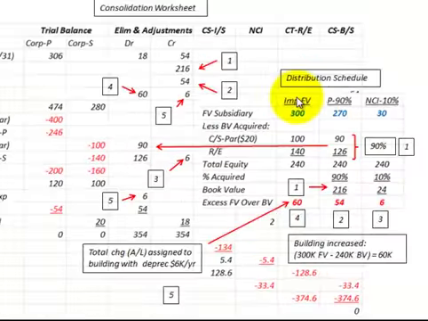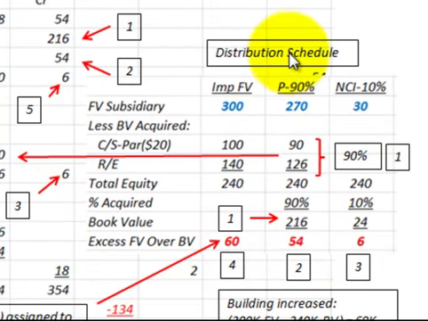All right, our other adjustments here are going to come off our distribution schedule. So for our distribution schedule, the fair value of the sub we had at $300,000. So the parent got 90% of that, or $270,000. Non-controlling interest was $30,000. Then we have to subtract out the equity for the subsidiary. So its common stock was $100,000, retained earnings $140,000, total equity was $240,000. So the parent would get 90% of that.